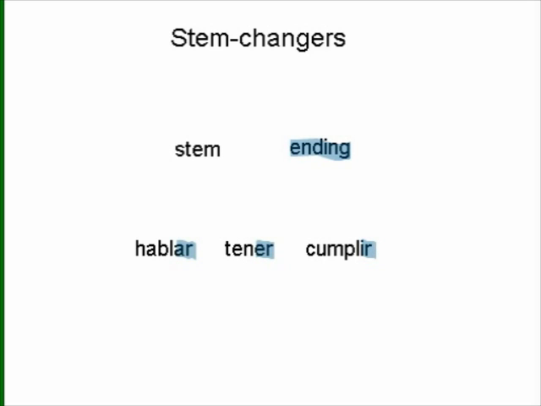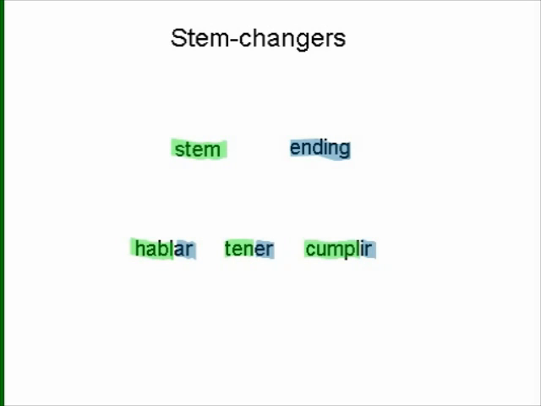Again, the stem is everything that comes before the ending, so that makes that part pretty easy as well. In hablar, the stem would be HABL, in tener, TEN, and in cumplir, CUMPL. Those are the stems in these verbs. Every verb has a stem and an ending.